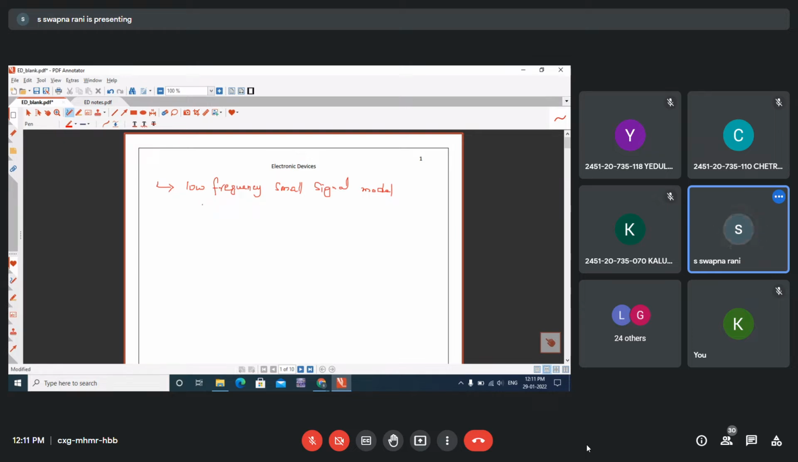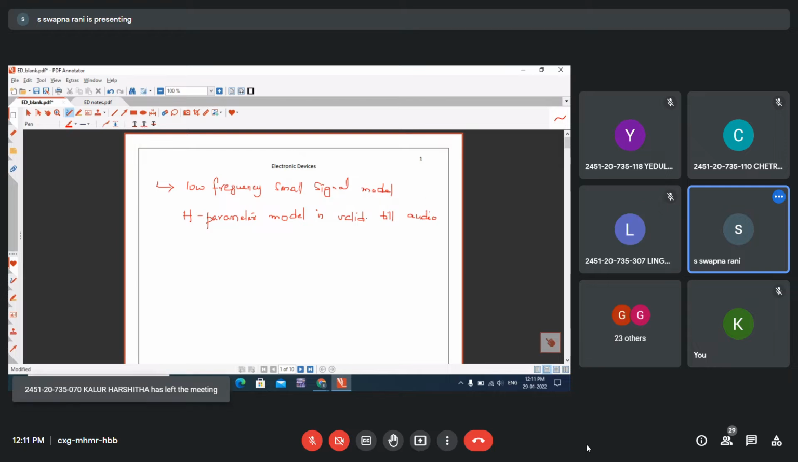Because the H parameter model we have derived is valid till audio frequency only. That is why the name low frequency. And the name small signal has come from the fact that the H parameter model is valid when the transistor is operated in the active region.